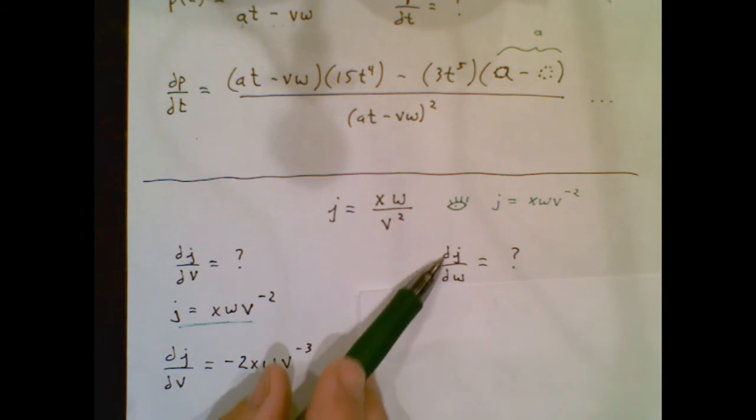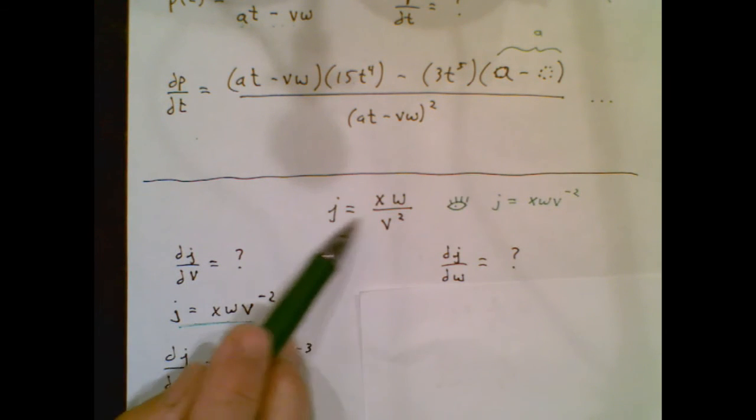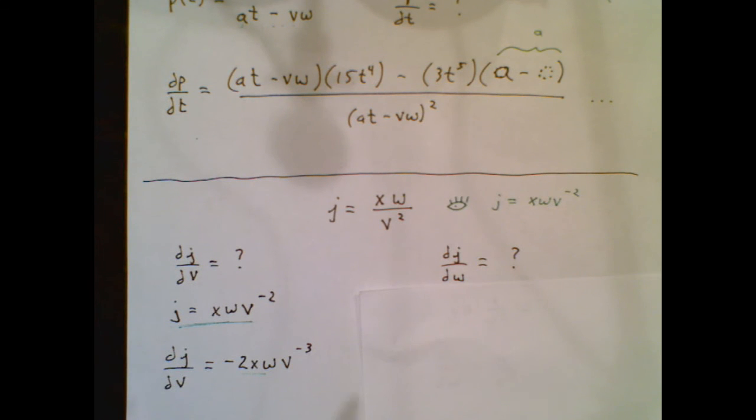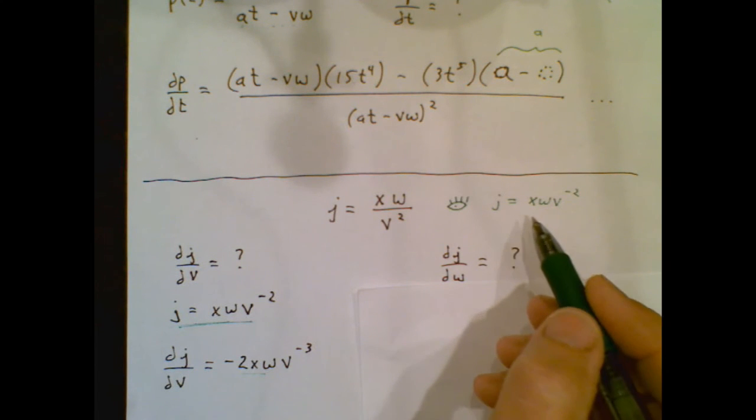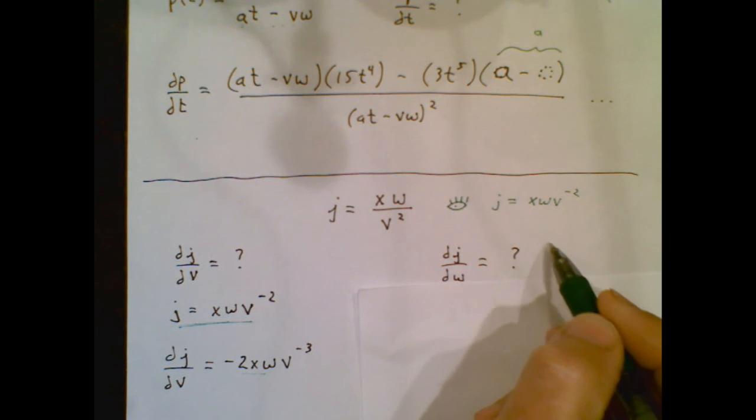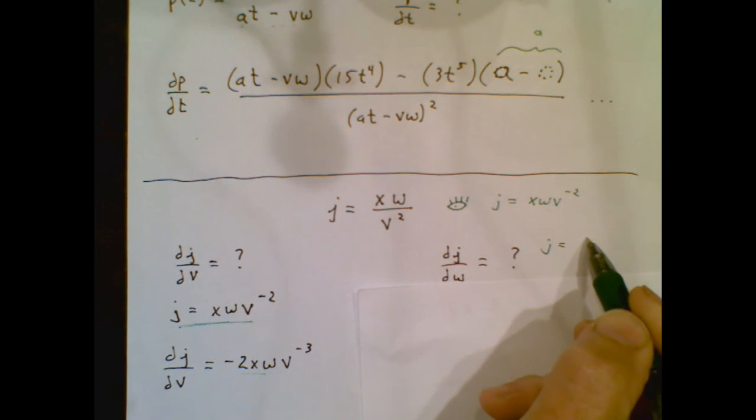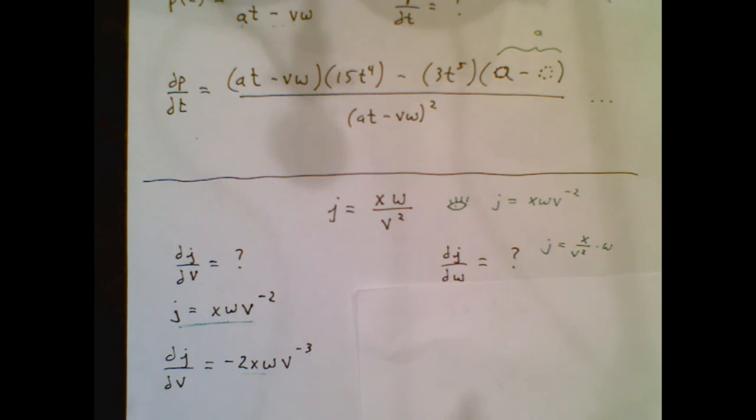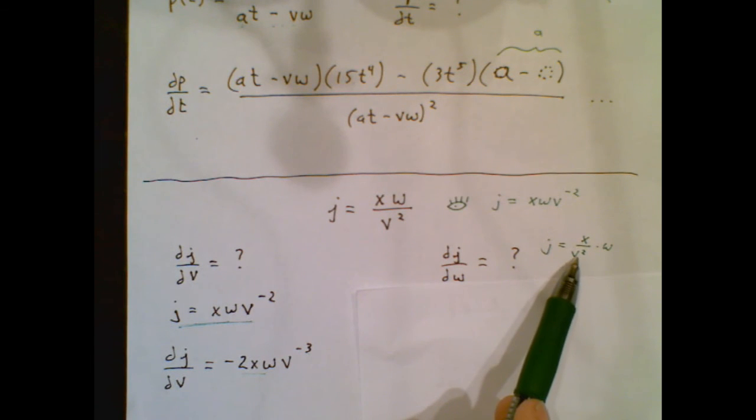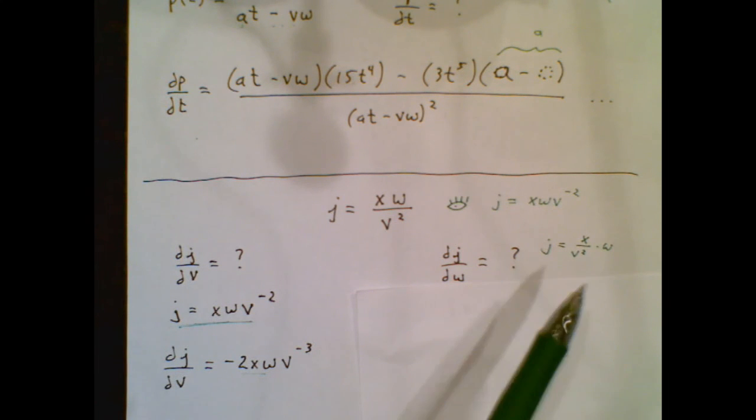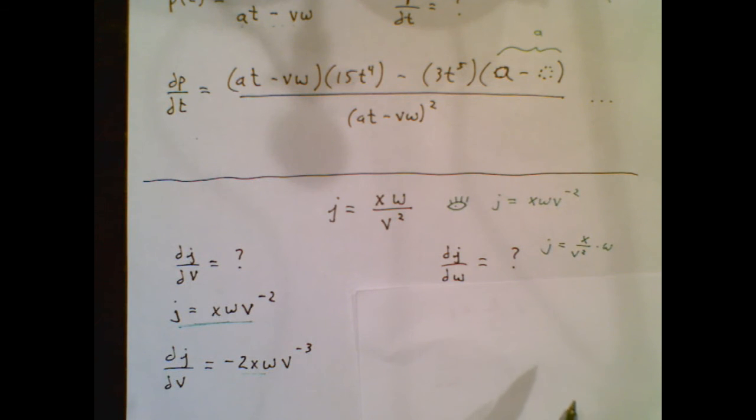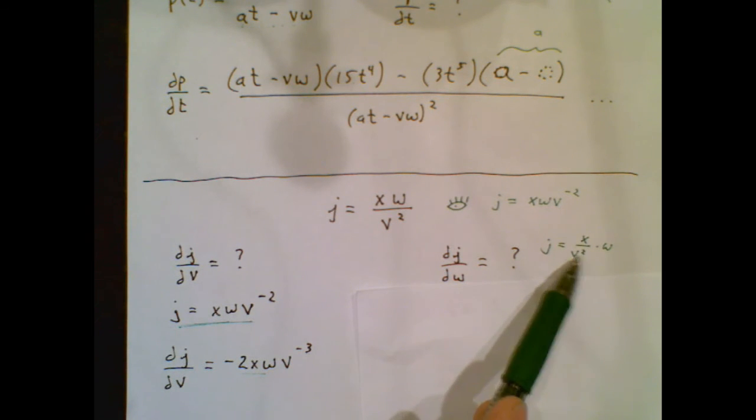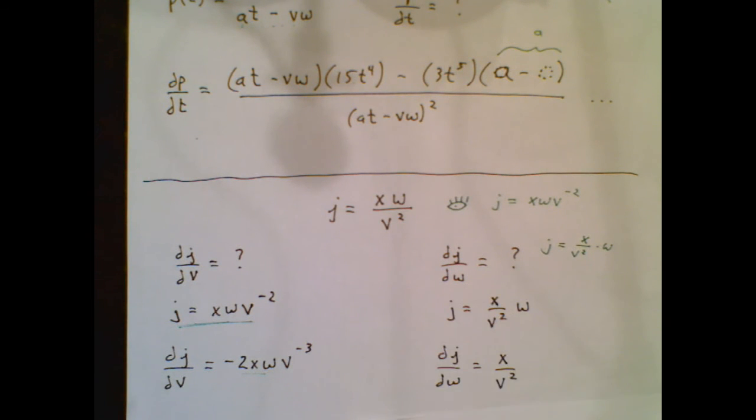What if we were asked for dj dw? That means w is your variable. So I might think of it this way. Where x over v squared acts like a coefficient, since those are all numbers, this is kind of like j equals 7w. The derivative of 7w would be 7, so the derivative of x over v squared w would be x over v squared.